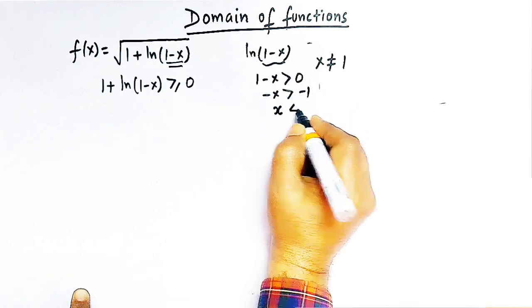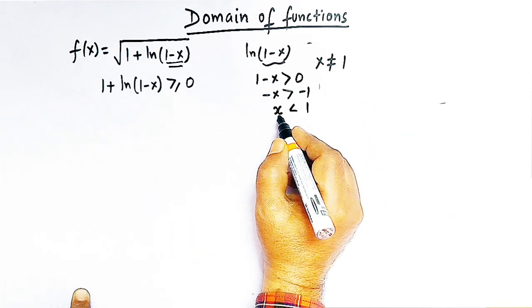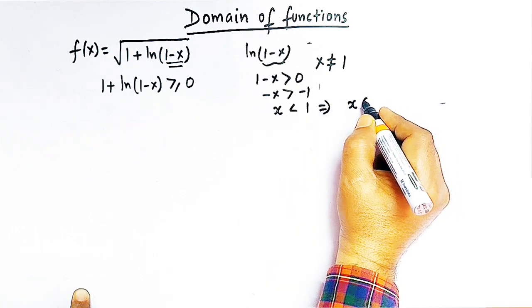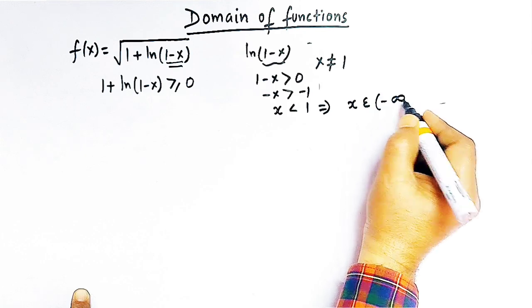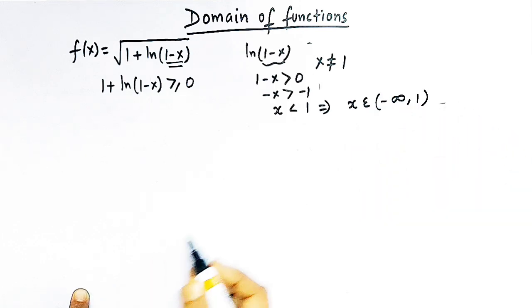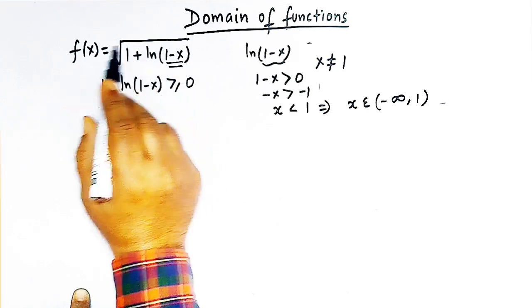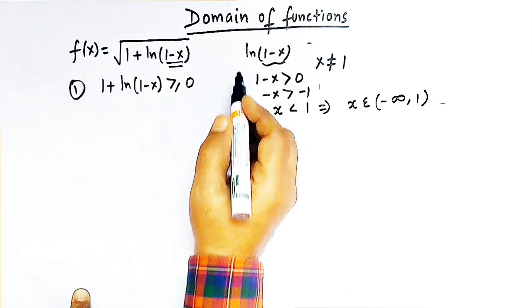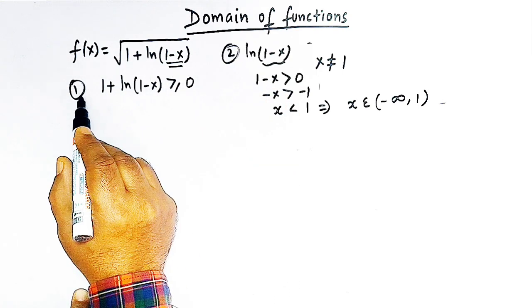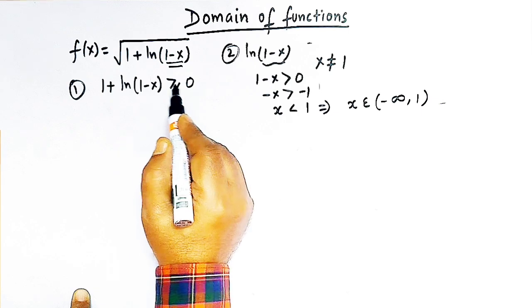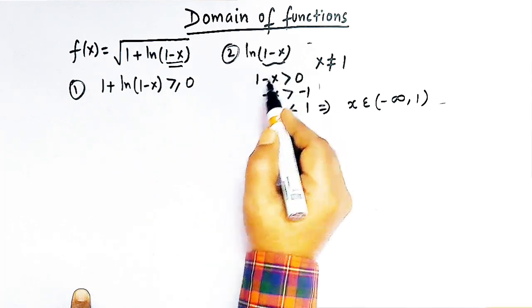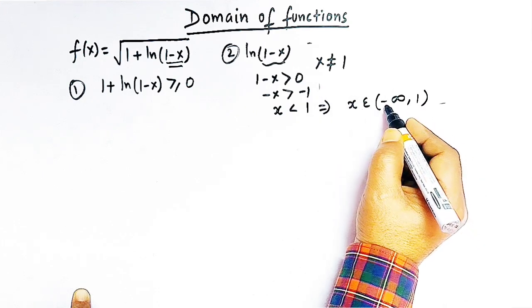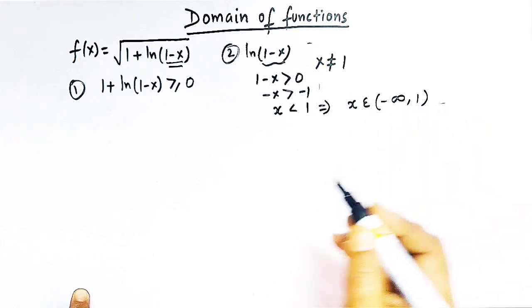So the direction of the inequality gets reversed, so we have x less than 1, and x less than 1 implies that x belongs to this interval, that is minus infinity to 1, right? So in order to get the domain of this function f of x, we have to take care of these two conditions. So 1 plus natural log of 1 minus x should be greater than or equal to 0, and 1 minus x should be greater than 0. So here x belongs to this interval, that is minus infinity to 1.